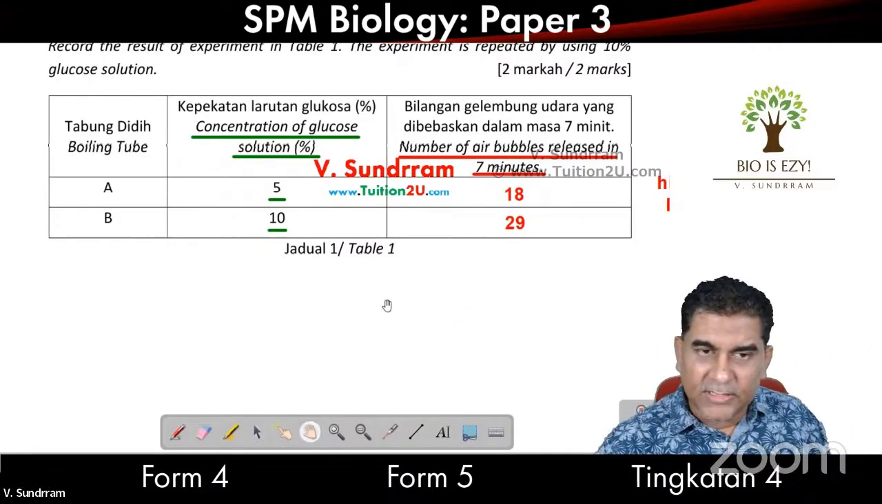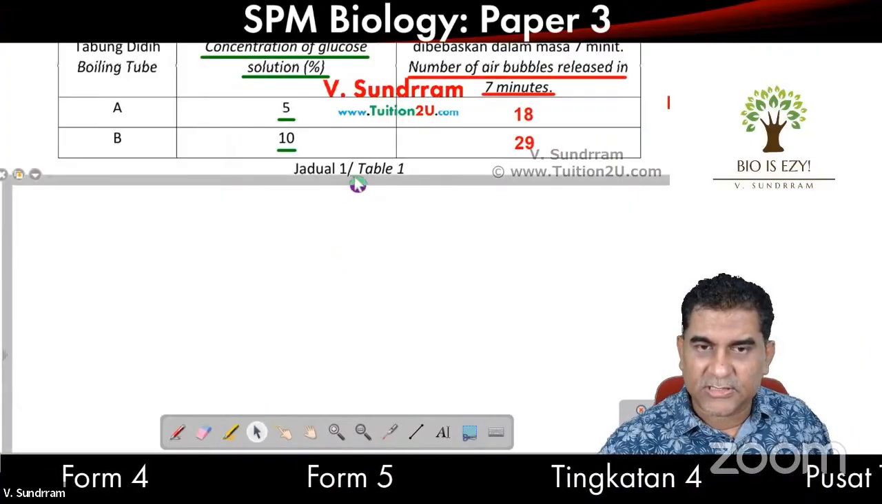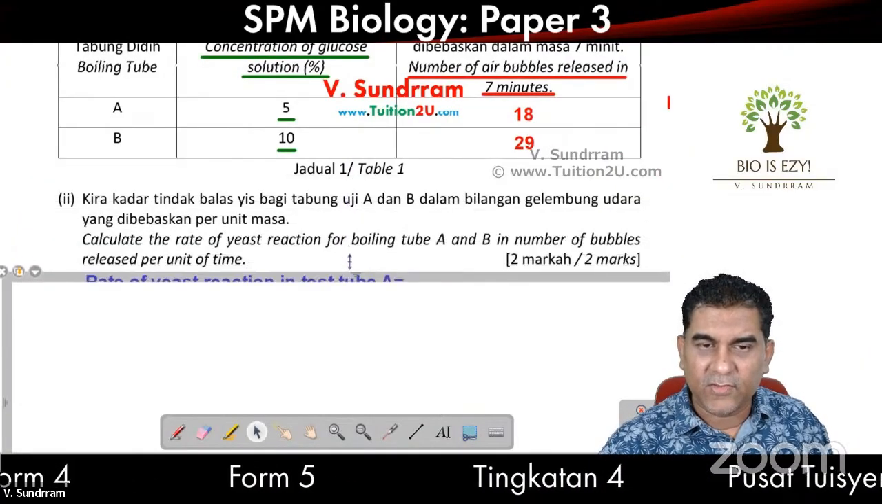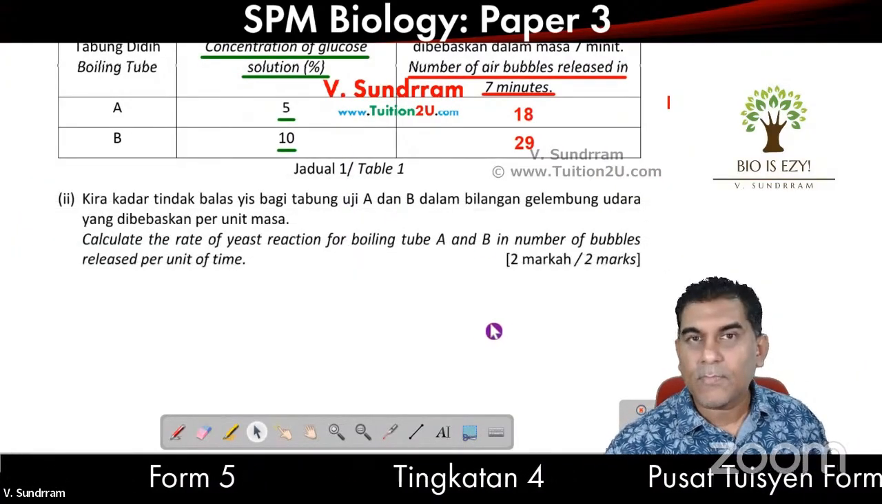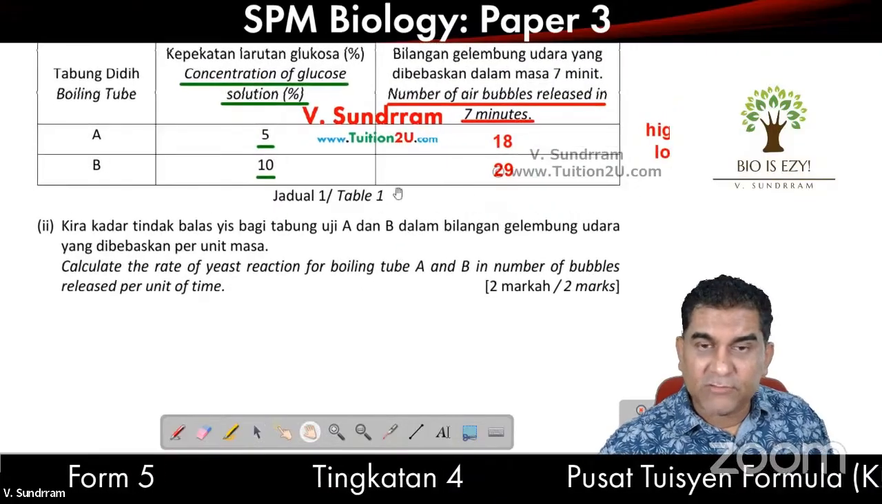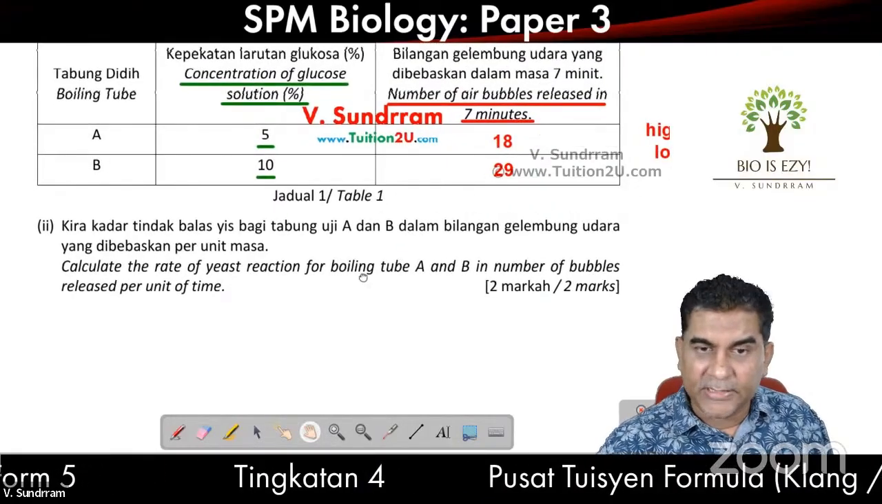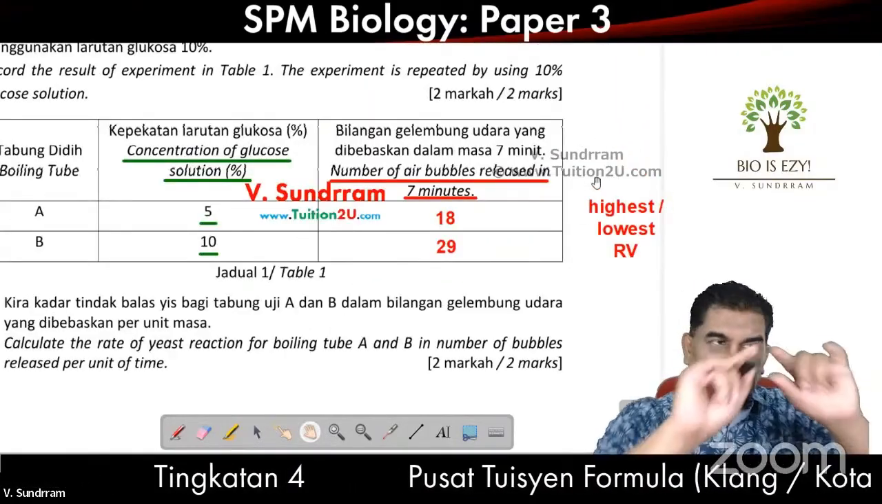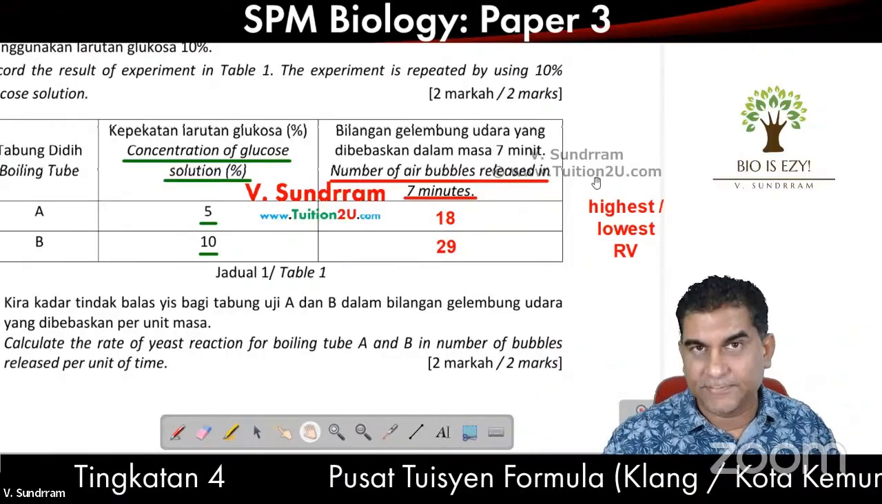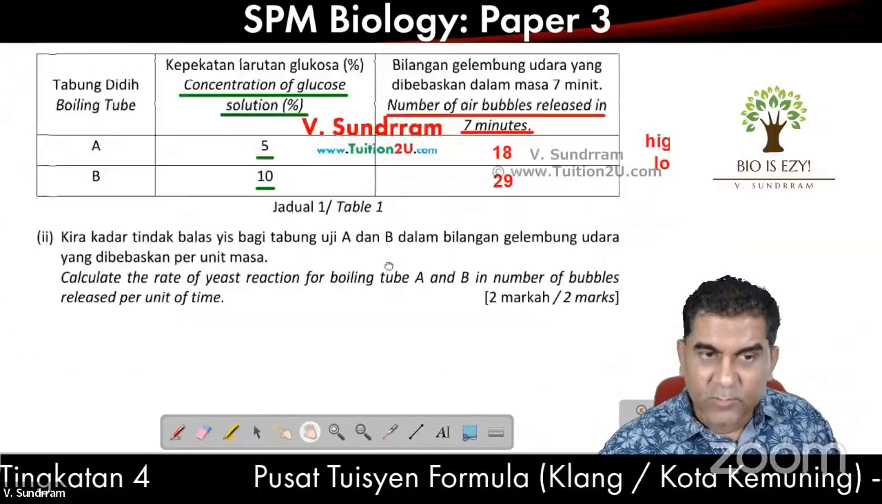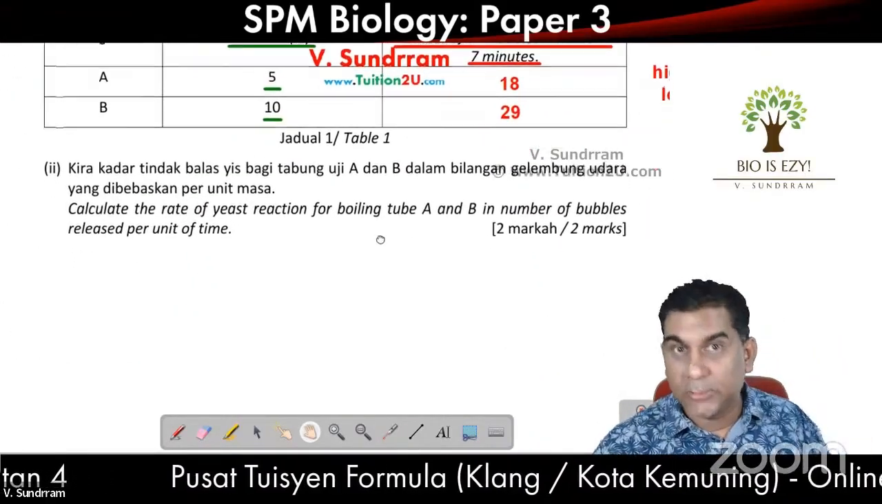After we complete the table, the next question is calculate the rate of yeast reaction. Most of the time, this will be in the table. That means there'll be another column on this side that will have the heading, rate of reaction. I have separated the question. I want you to show me the working.